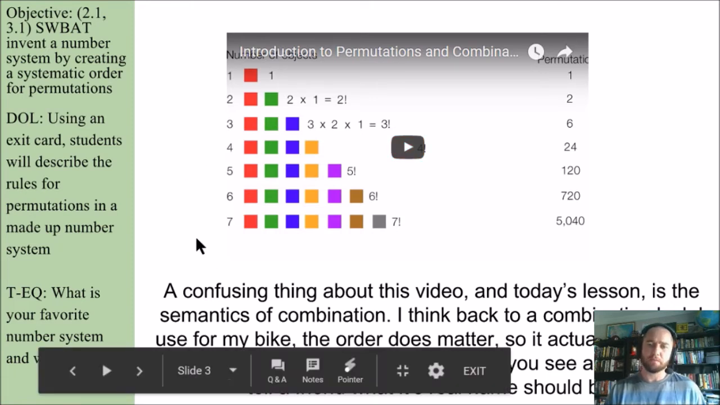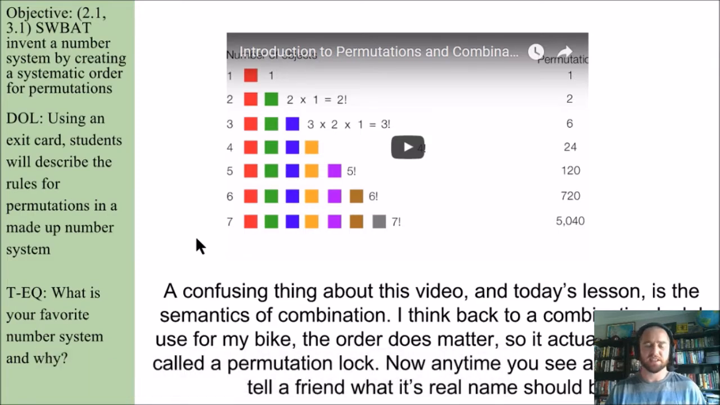A confusing thing about this video and today's lesson is the semantics of combination. I think back to a combination lock I use for my bike. The order does matter on that lock, so it should be called a permutation lock, because in a combination the order doesn't matter, but in a permutation it does. So now anytime you see a lock, you can tell a friend what its real name should be.